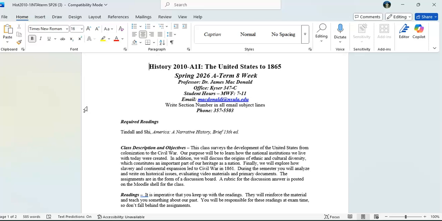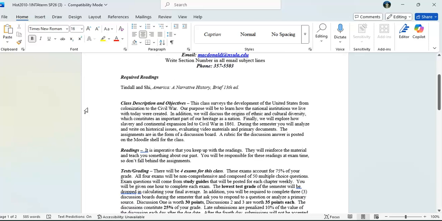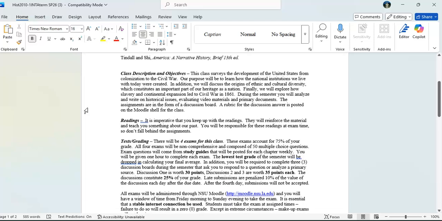This is going to be balanced as far as the workload goes, and it is a class designed for you to succeed. There's no other way I can state that, but you have to keep up with the work. So you have to get access to the textbook, which I told you how to do. You have to do the readings. There will be 4 exams for the class, and they account for 75% of your grade. The exams, again, they're not comprehensive. So if I mention the last exam as the final, it's just exam 4.